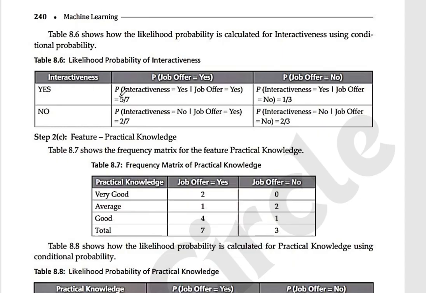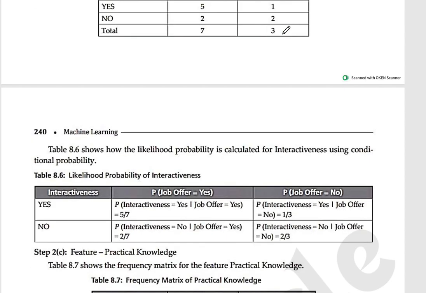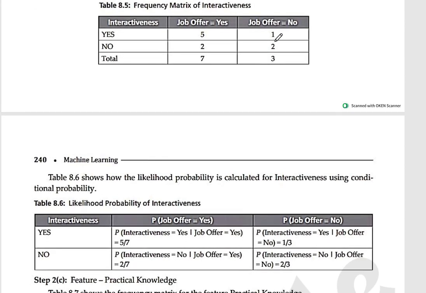Since 5 instances were yes, it is 5 out of 7, and here also 2 out of 7. From this table you just have to take this value and divide it by the total number of yes and total number of no. You can see 5 divided by 7 here, then 2 divided by 7, 2 divided by 7 here, 1 divided by 3, and then 2 divided by 3. That is all you need to do. You need not calculate anything on a calculator.